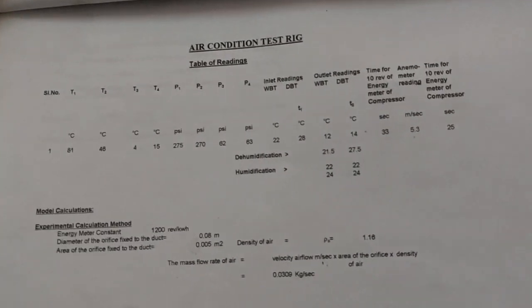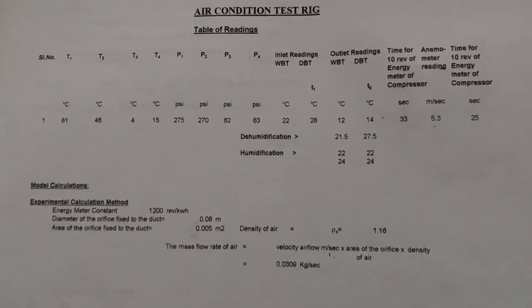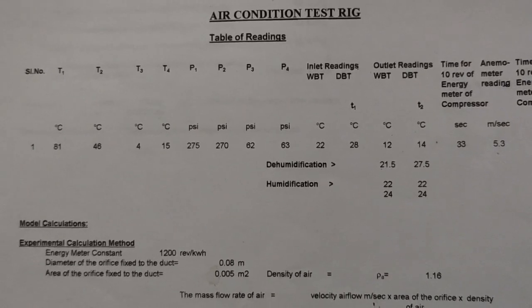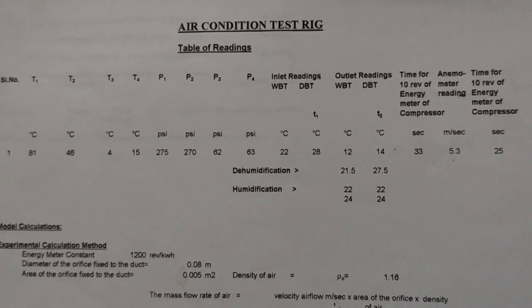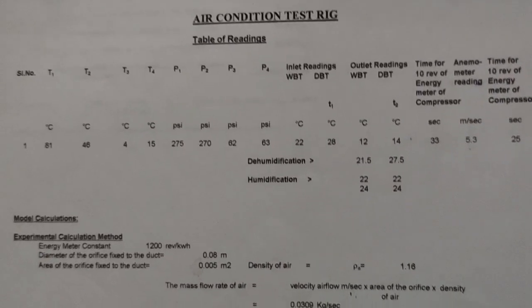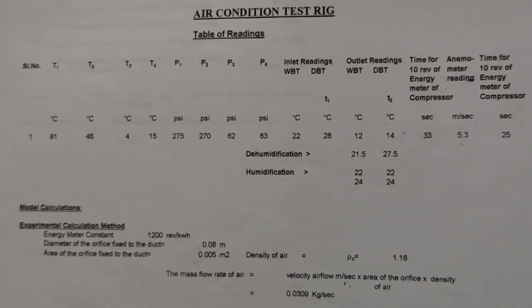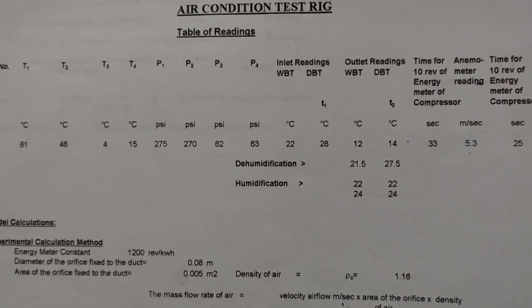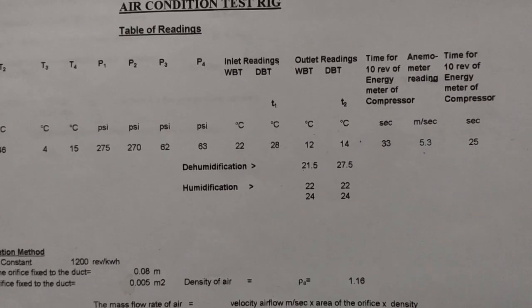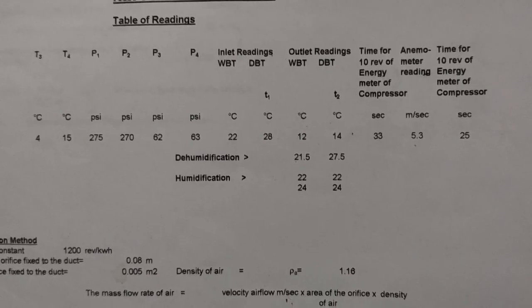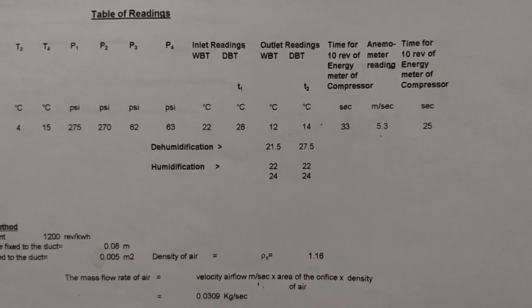So this is the tabular column for the air conditioning test rig: T1, T2, T3, T4, P1, P2, P3, P4. These values are already said; you can take them from your experiment. The inlet readings, that is wet bulb temperature and dry bulb temperature, you can note, as well as the outlet readings of wet bulb temperature and dry bulb temperature.